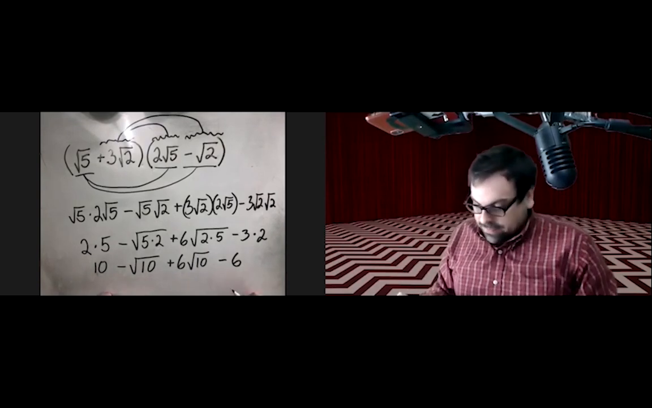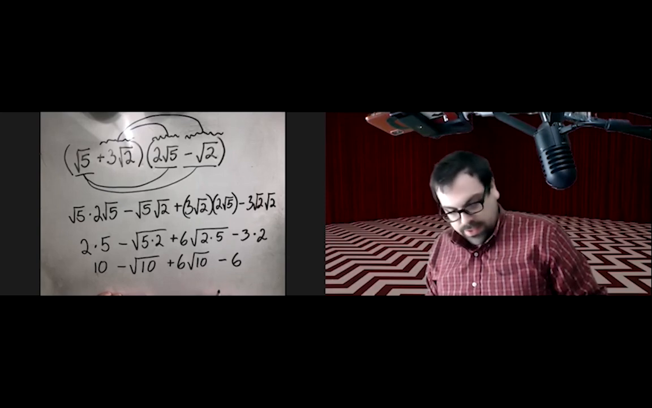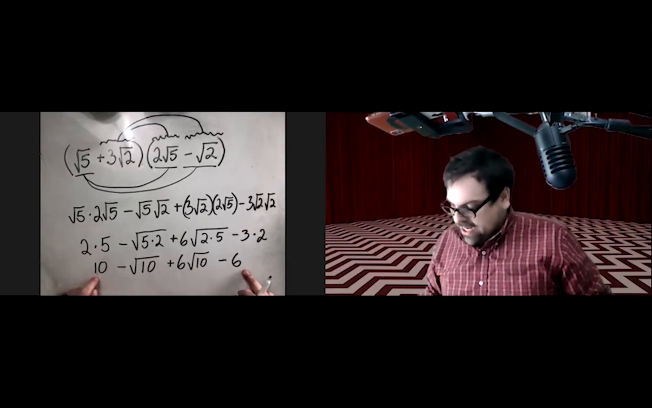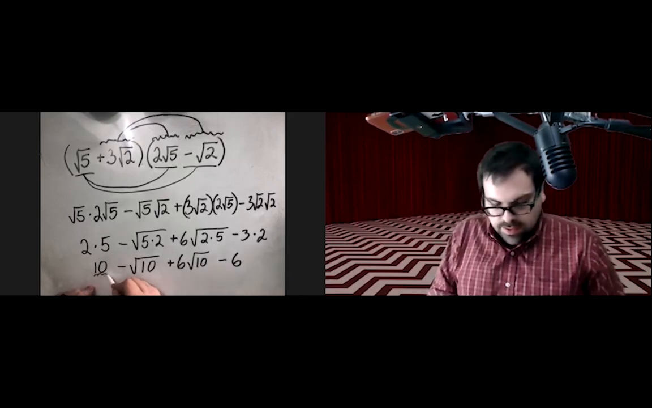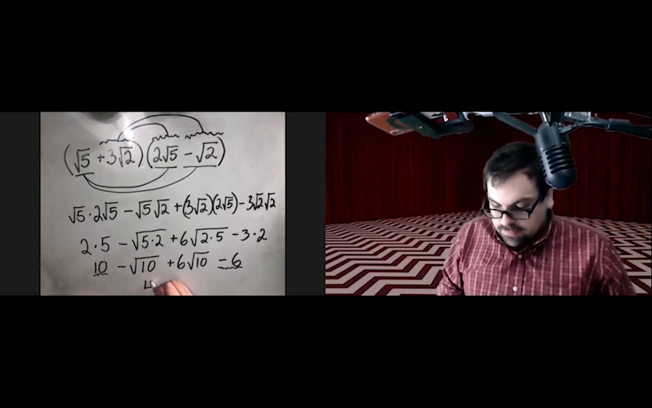Finishing up simplifying, 10 minus 6, positive 10, negative 6. 10 minus 6 is positive 4.